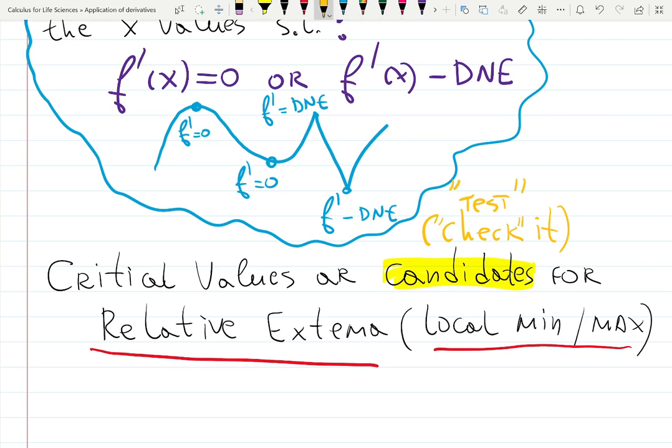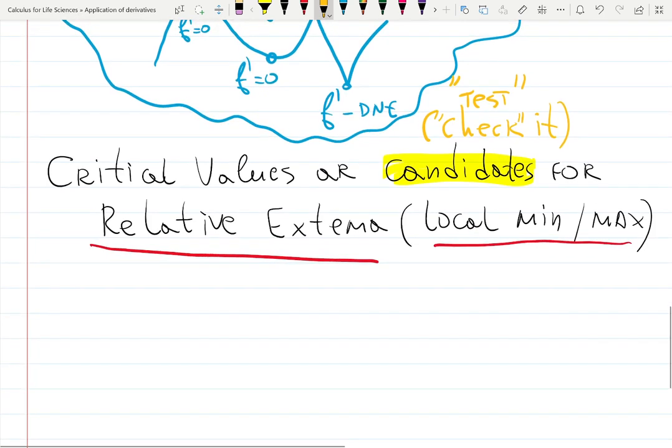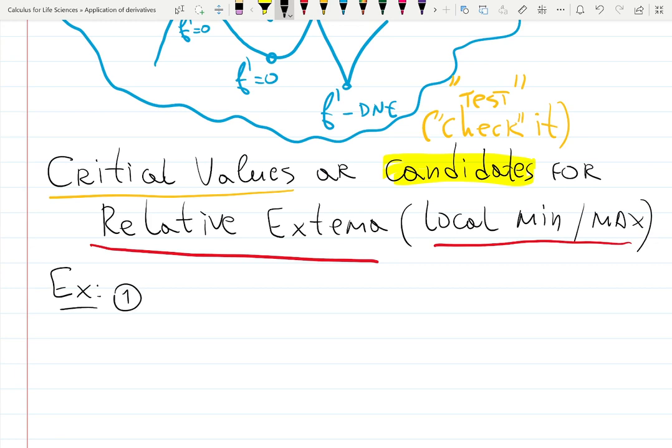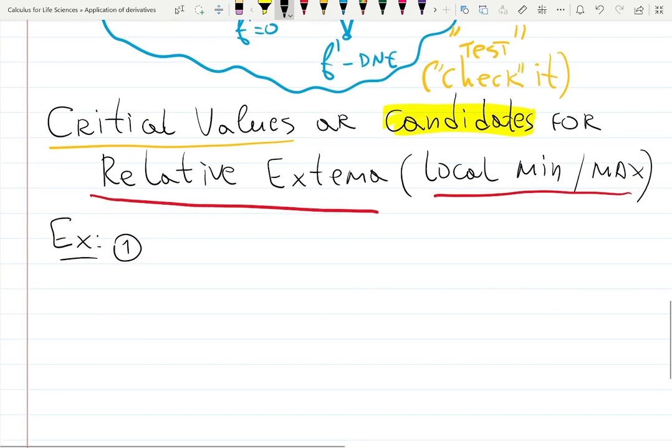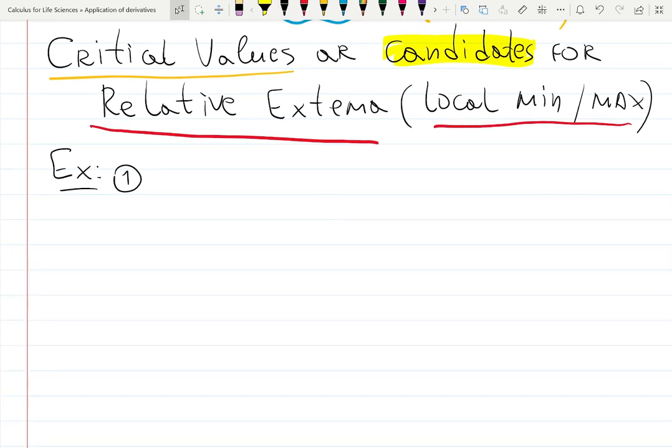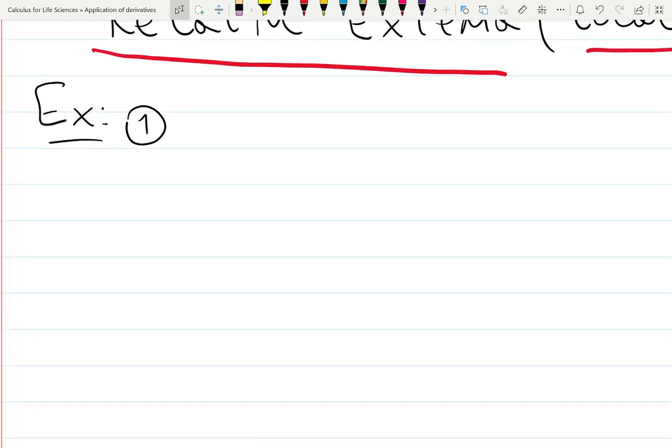And that's what we're going to teach you: the first derivative test and the second derivative test. How to test those candidates, which are critical values. Anyway, too much blabbing. Let's just do an example and show you. It's always like this. We throw lots of definitions at you, and finally with the example you understand it. You're like, oh, that's what I do.